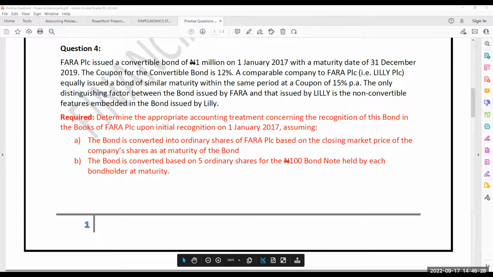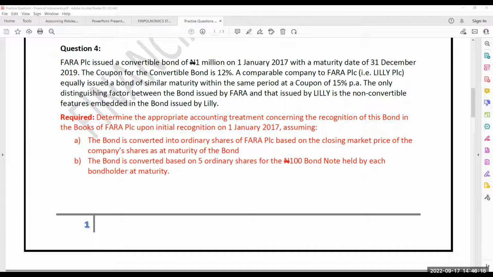Okay, question 4. FARA PLC issued a convertible bond of 1 million naira on 1st January 2017 with a maturity date of 31st December 2019. The coupon for the convertible bond is 12%. A comparable company to FARA PLC, that is Lily PLC, equally issued a bond of similar maturity within the same period at a coupon of 15% per annum. The only distinguishing factor between the bond issued by FARA and that issued by Lily is the convertible feature embedded in the bond issued by FARA.